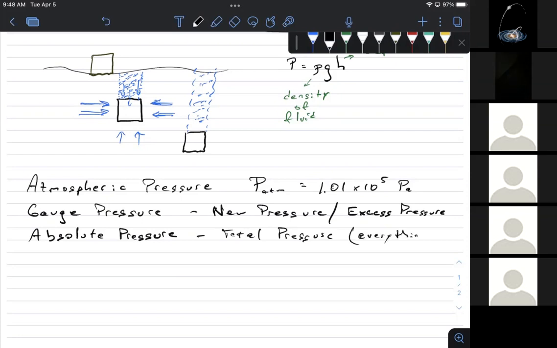So for gauge pressure, you just need the first equation. You just need rho g times depth. For absolute pressure, you take that equation and add 1.01 times 10 to the fifth pascals. That's exactly right.